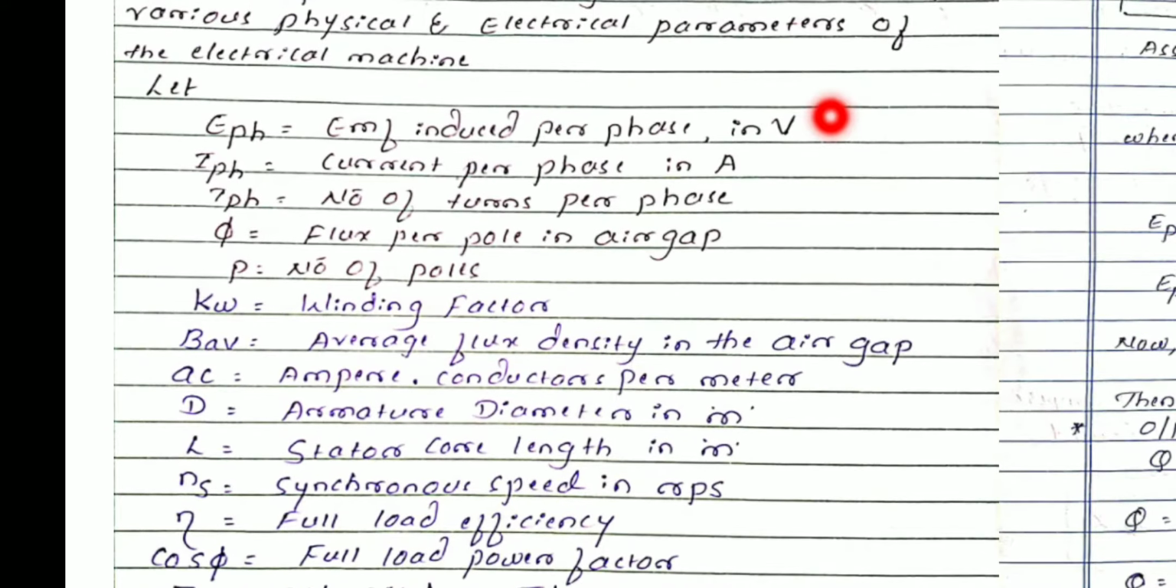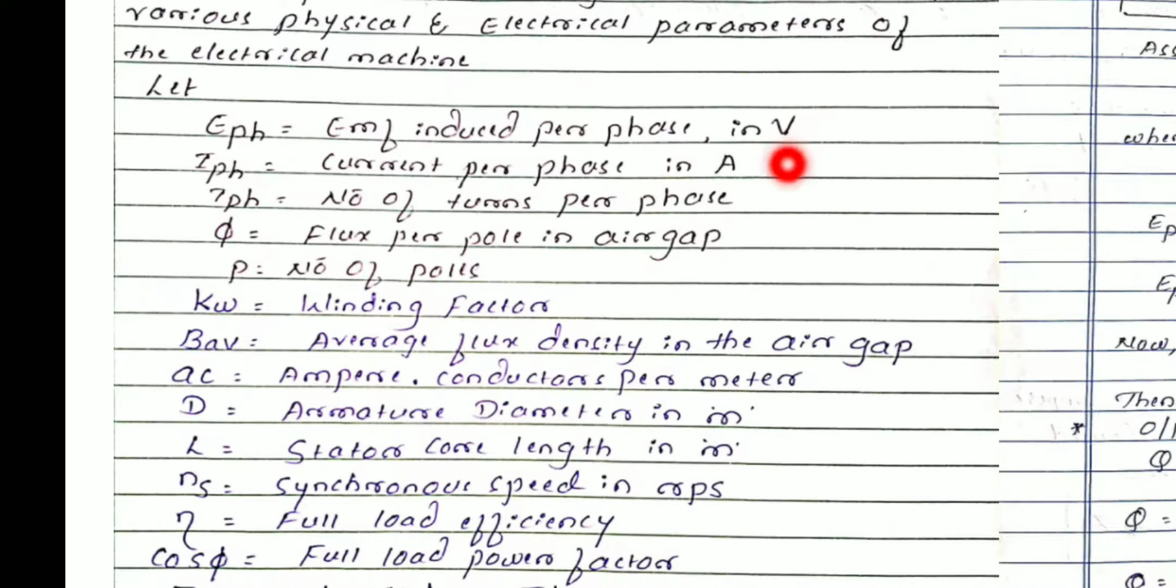What are the things we are going to consider in this derivation? The first thing is EPH, the EMF induced per phase, expressed in volts. The second one is IPH, the current per phase in amperes. Then the third one is TPH, the number of turns per phase. That is the reason it is represented as TPH.